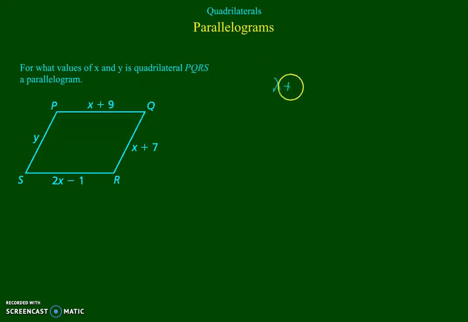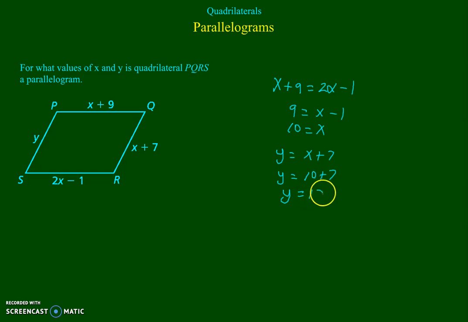X plus 9 equals 2x minus 1. Then 9 equals x minus 1, so 10 equals x. Same thing for this. We know that y has to equal x plus 7. We know that x equals 10, so y equals 10 plus 7, so y equals 17. And this is required for this to be a parallelogram.